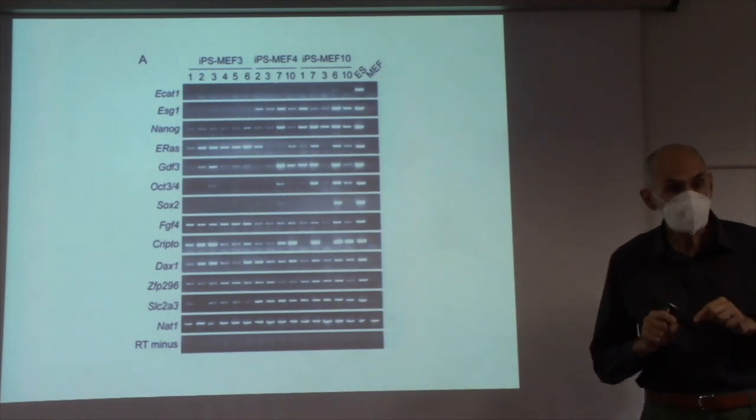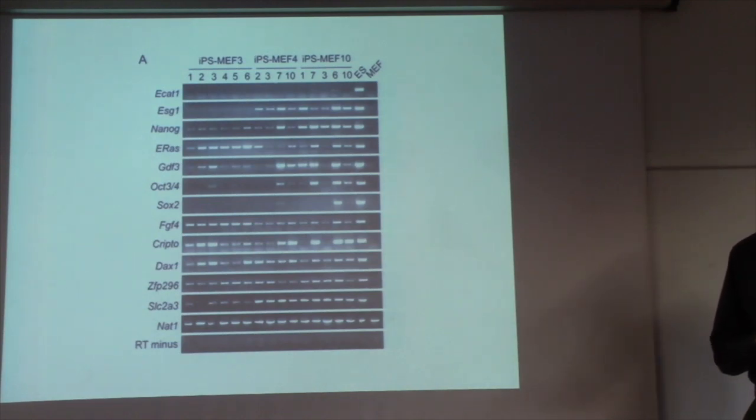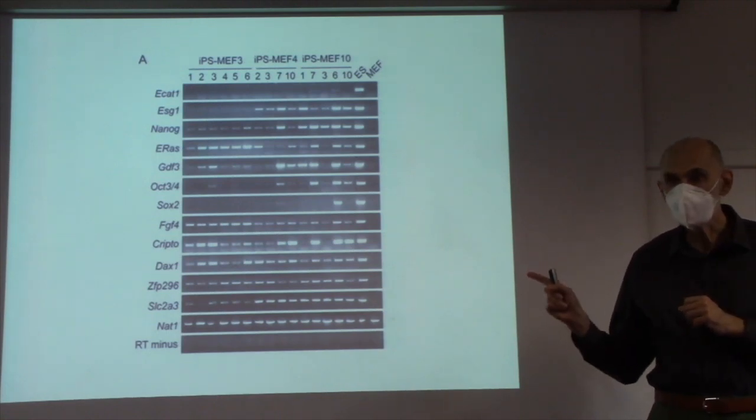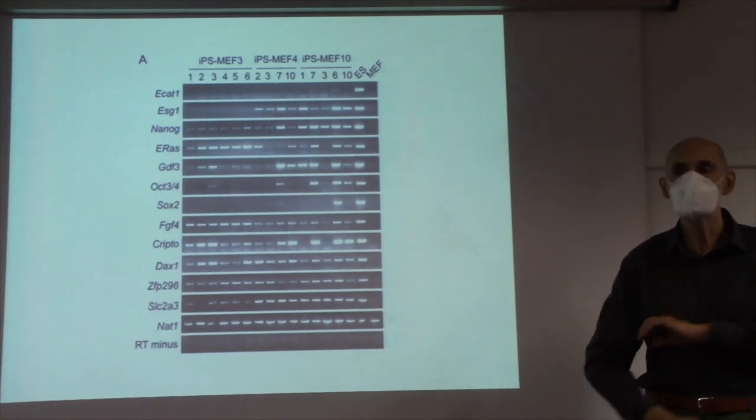But observations also need positive and negative control. So I'm asking you, where are the positive and negative controls in this experiment?